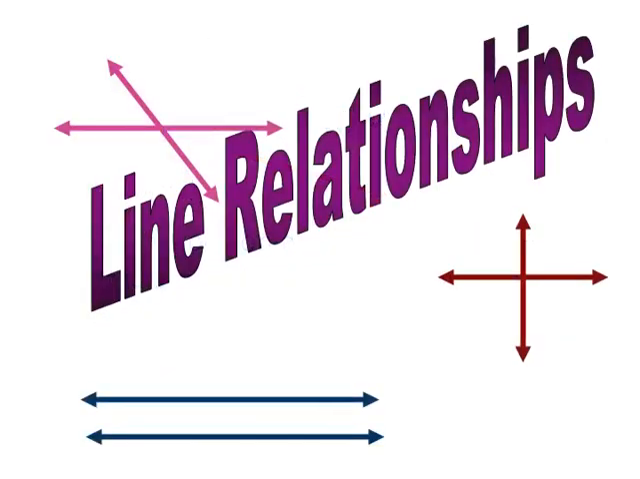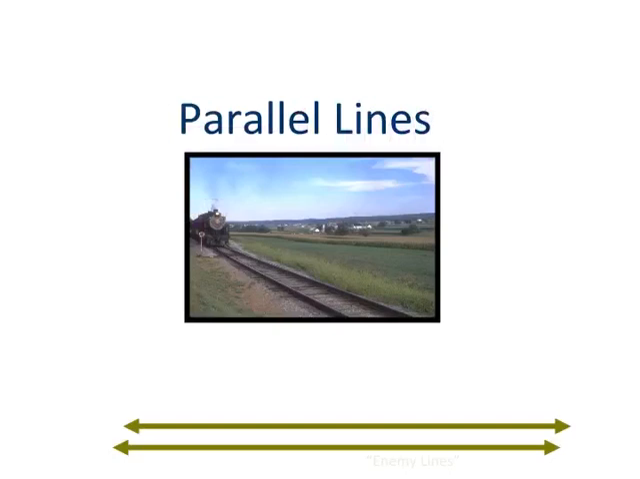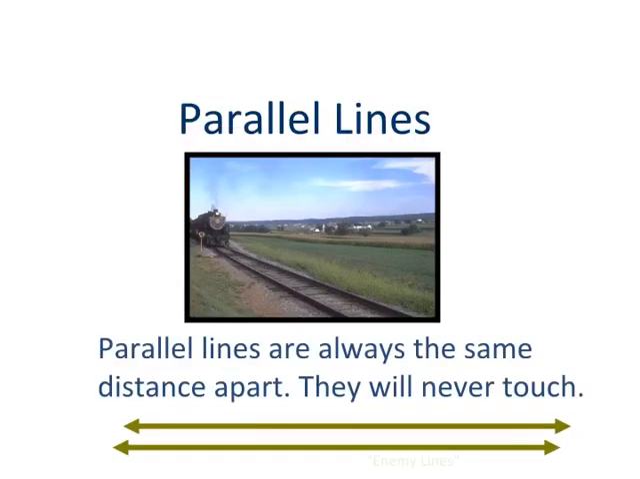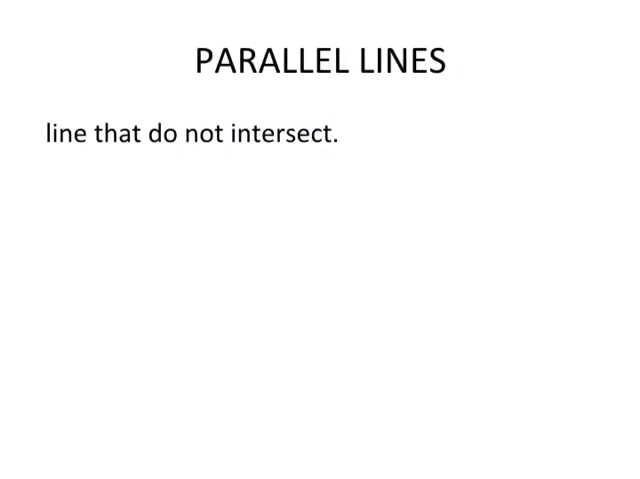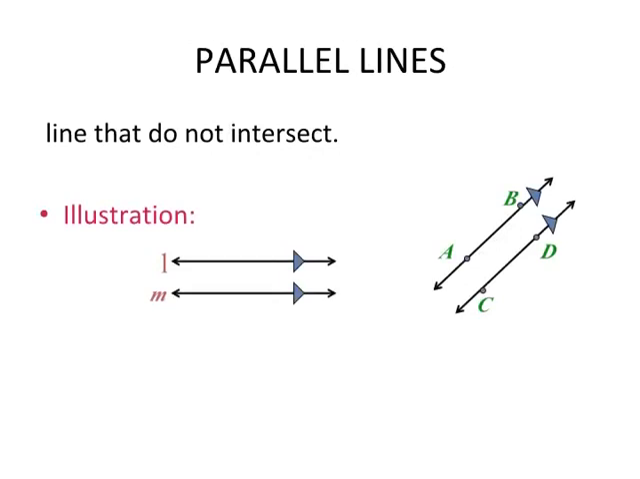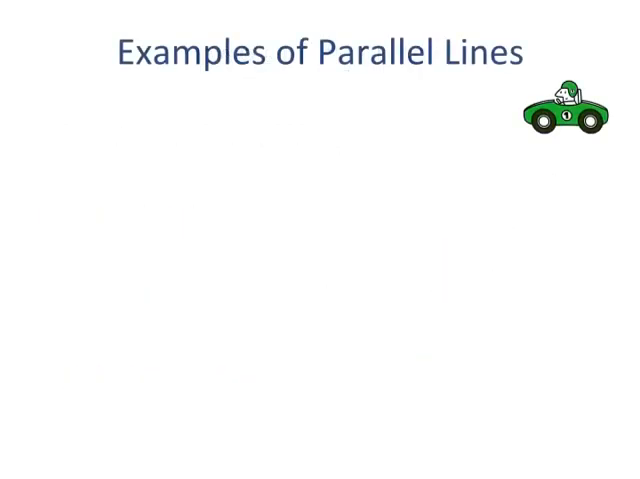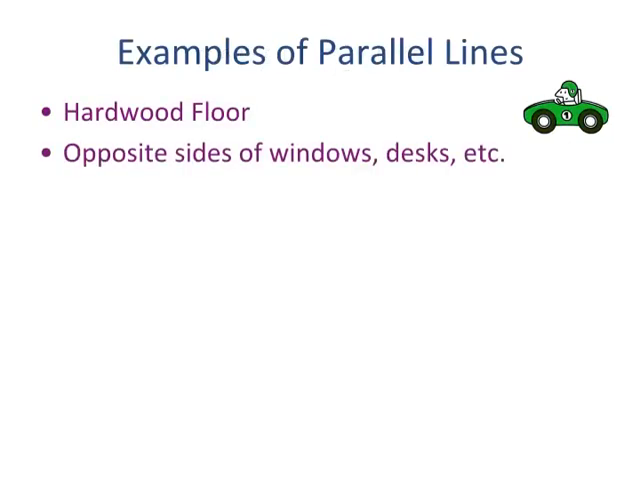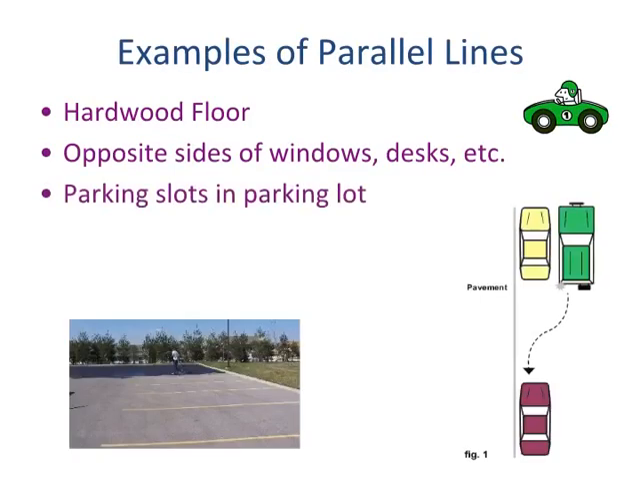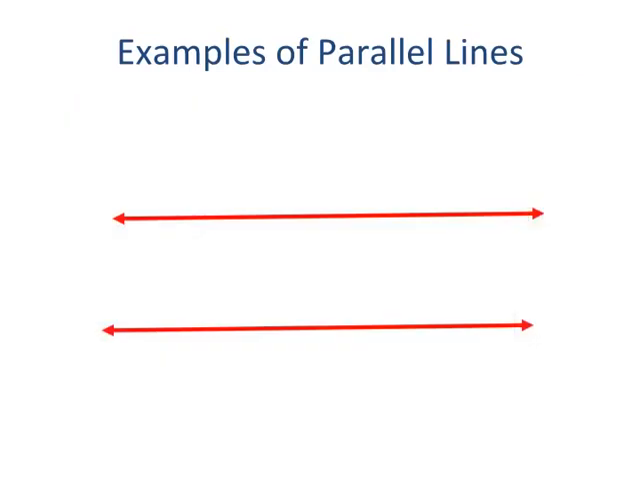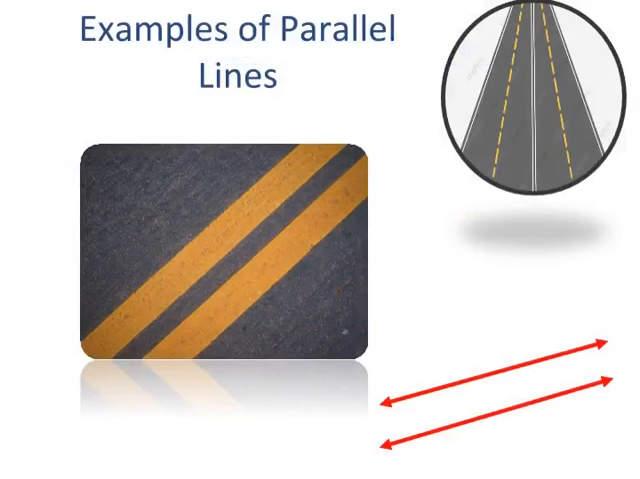Lines relationships. Parallel lines. Parallel lines are always the same distance apart. They will never touch. They are lines that do not intersect. Examples of parallel lines: hardwood floor, opposite sides of windows, desks, parking slots in a parking lot. Roads are often parallel, and parallel roads never meet.